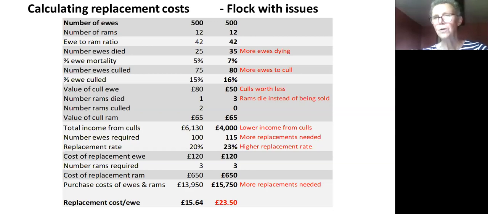Those culled ewes are worth less because they've been ill in some way. Maybe it was lameness. The rams that we lose die rather than being sold. The total income from culls now is over £2,000 less than it was on the first farm. So we need to buy in more replacements to replace those ewes. So our replacement rate is 3% higher. The ultimate cost of the ewes and the rams, buying in 3 rams and those 115 ewes, is now close on £16,000, which brings us up to a replacement cost of £23.50.